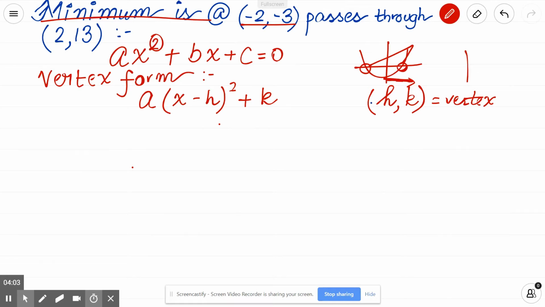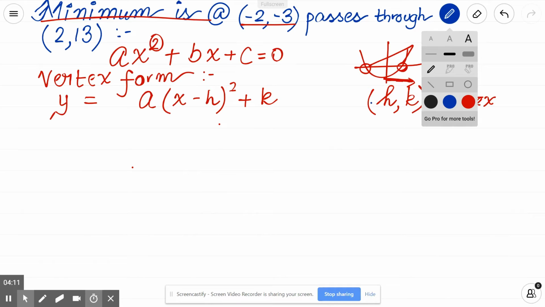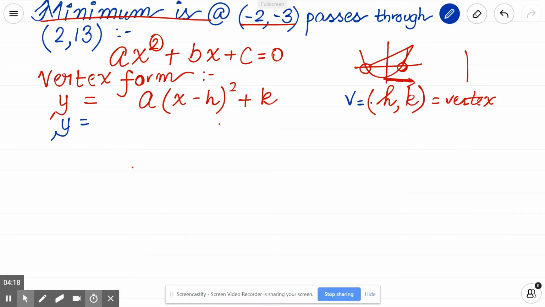Now, we already have this equation. We can say y equals, this is the vertex form. What we do here is plug in the values of h and k, that is the vertex or the lowest point on the graph, which is already provided to us. So y equals a times, where a is just a number, (x minus h). What is h? -2. So it becomes a positive 2, whole squared, plus k. What is the second point of the vertex? -3. So I just plug it in right here, -3. Now this is the vertex form of the equation.